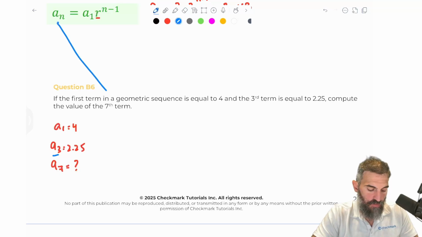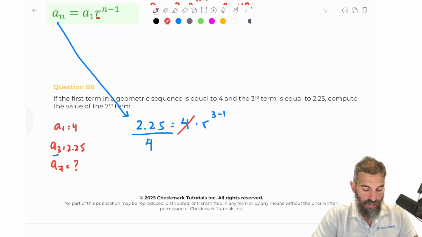So I'm going to use my same formula up here, but my A3, I have it, is 2.25. A1 is 4. The rate is what I'm looking for, and N is 3, because I put my A3, so 3 minus 1. And we solve for this. Now to solve for this, let's clean it up. So let's divide this by 4. This will get rid of this. So right now what you have is 2.25 divided by 4 equals R squared.